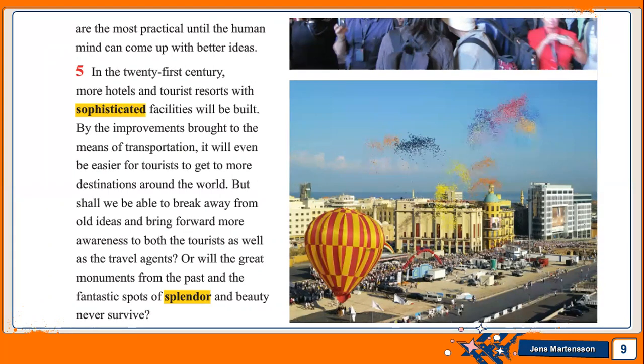But shall we be able to break away from all the ideas and bring forward more awareness to both the tourists as well as the travel agents? Or will the great monuments from the past and the fantastic spots of splendor and beauty never survive? So the author here is opening new doors for the reader to think of, which is, do we raise awareness to both the tourists and the travel agents, or will these great monuments from ancient times be affected by tourism? Will they be able to survive or not?